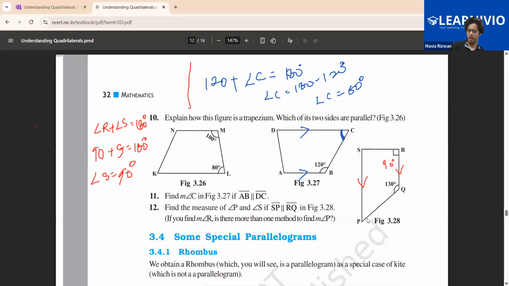And angle P: angle Q plus angle P is equal to 180, again co-interior angles, same reason. Angle Q is 130, so 130 plus angle P is equal to 180. So angle P is 180 minus 130, so angle P is coming as 50 degrees. Is this clear? How are we going to do both of them? Easy?